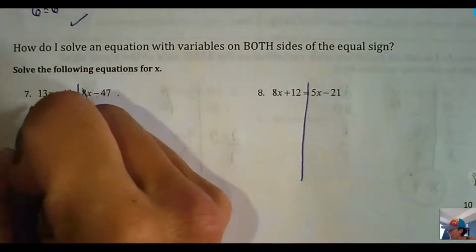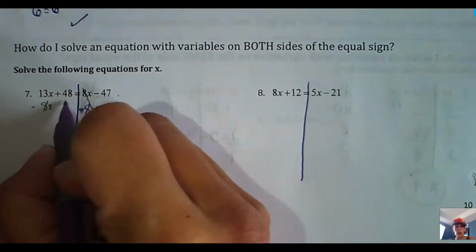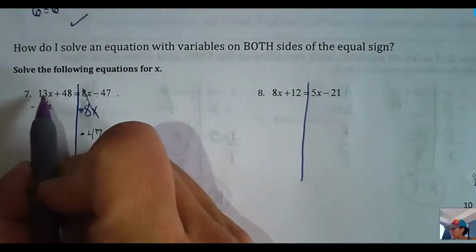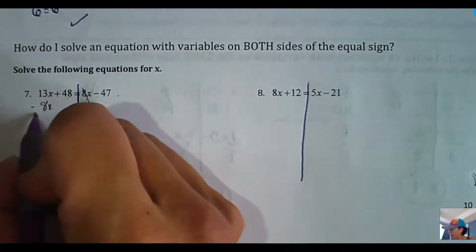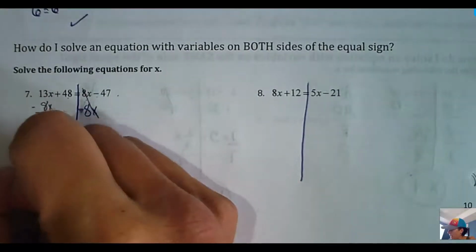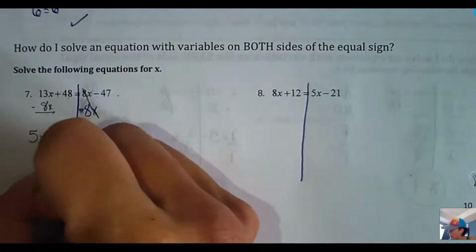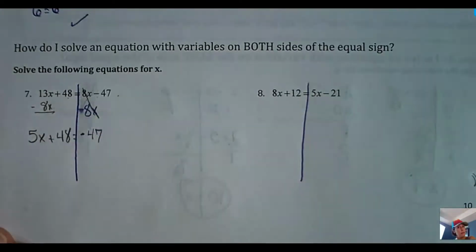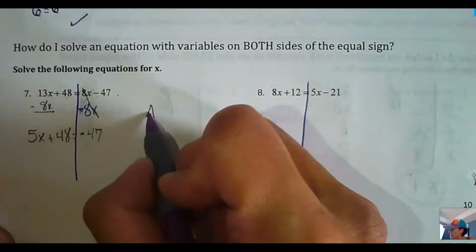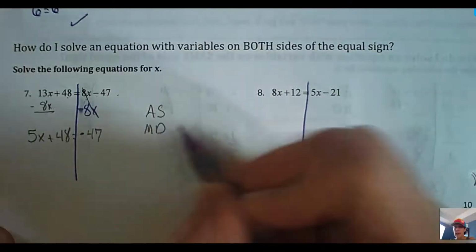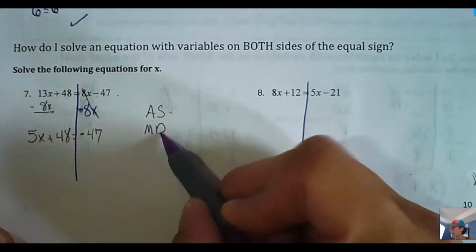And that means I'm going to subtract 8x from its like term, not the 48. So 13x, take away 8x, that means I just have 5x left. Still have the 48. And now I'm at a two-step equation, so it'll only take me 2 steps to isolate x. And these will be, for now, our 2 steps.